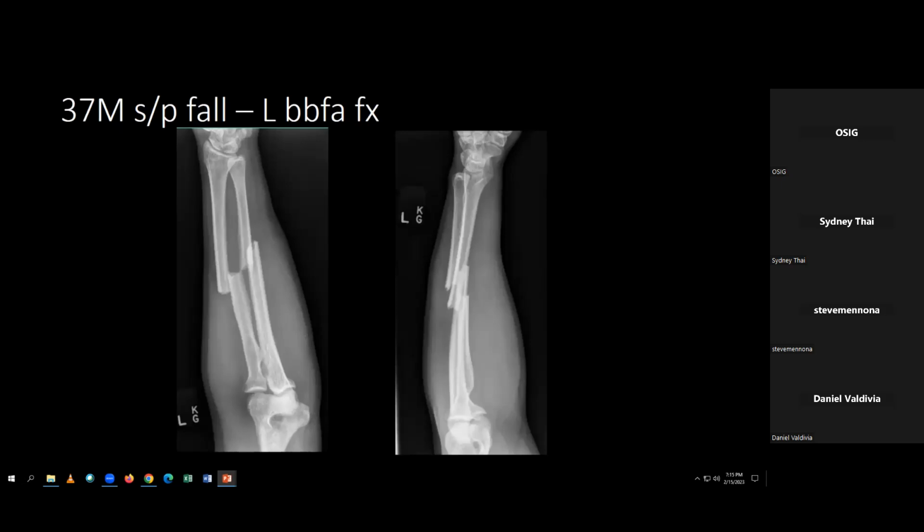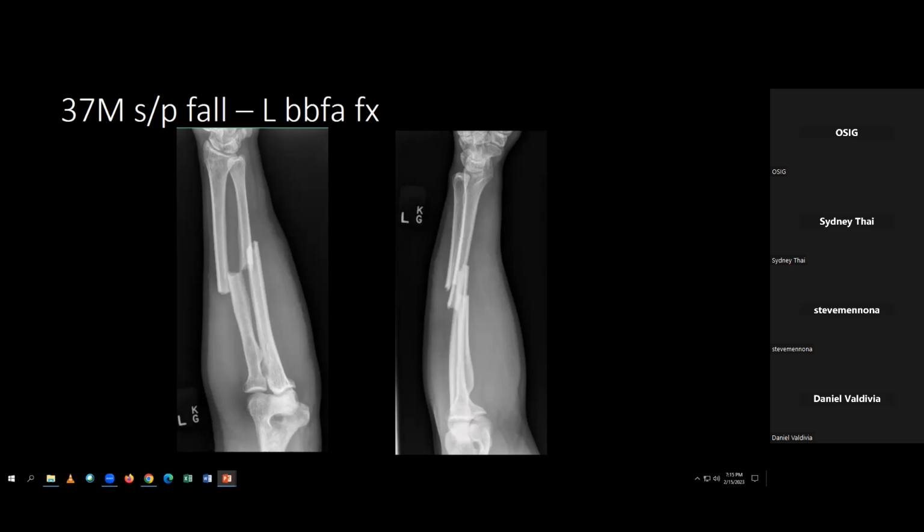So this is a 37-year-old gentleman who I believe fell off of a height. And he had this both bone forearm fracture. We'll typically just abbreviate these as both bone forearms, just meaning both of the bones in your forearm are broken. So both the radius and the ulna.